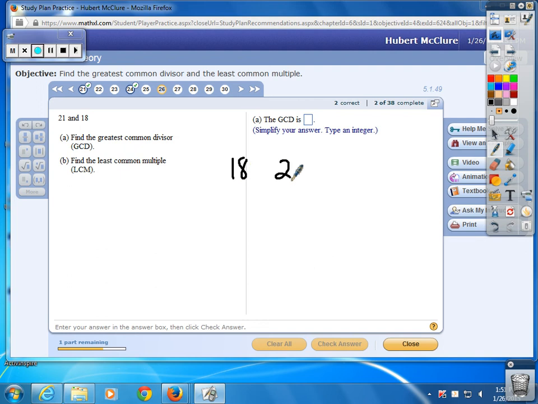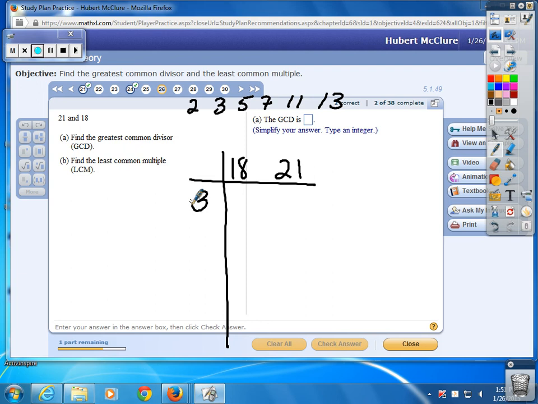18, 21. The primes are 2, 3, 5, 7, 11, and sometimes 13. What number will go into both of these right off the bat? 3. So you put a 3 here, and that'll leave you with a 6 and a 7, and the real math stops. Why?